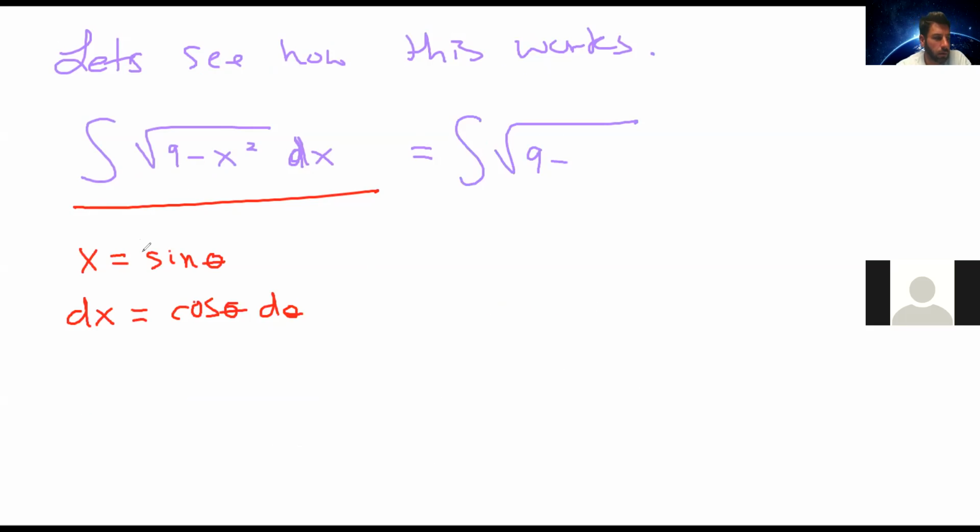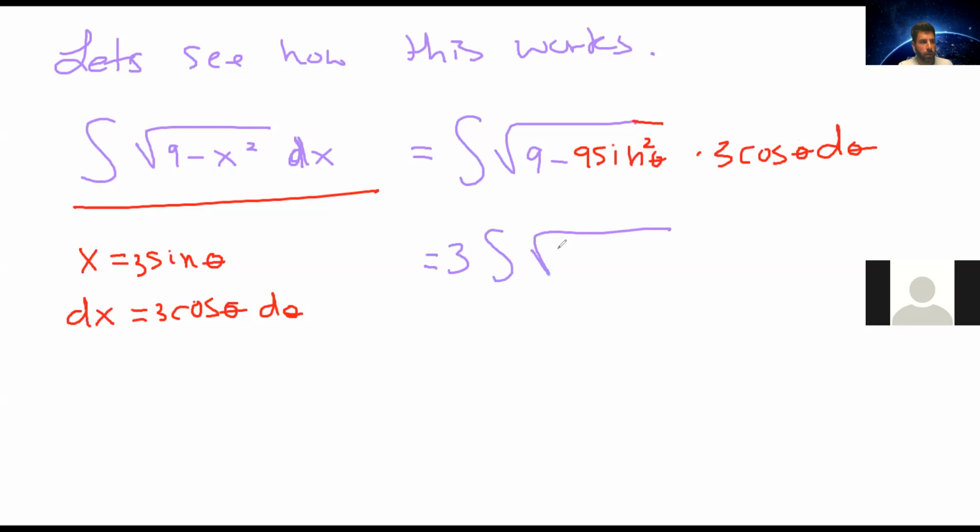So if I set my x equal to 3 sine, then this becomes 9 sine squared theta, and then my dx is replaced with 3 cosine theta d theta. Now, that 3 can come out front, and then inside my square root, we know we have 9 times 1 minus sine squared. And then I'm left with a cosine theta d theta out here.